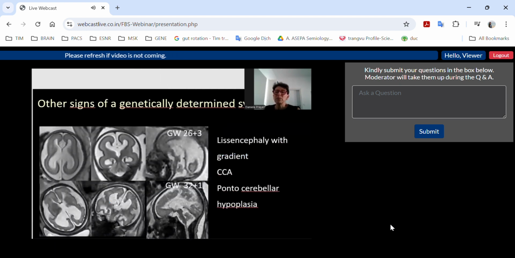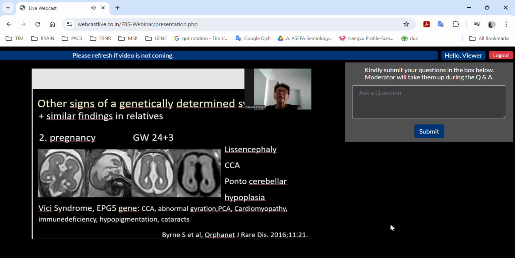Here is another example. We have a mesencephaly with a gradient. The frontal cortex is smooth, the posterior cortex not. The corpus callosum is missing, and there is pontocerebellar hypoplasia. And of course, we thought of type 2 tubulinopathy, but this was not the case. We needed another pregnancy to make the diagnosis.